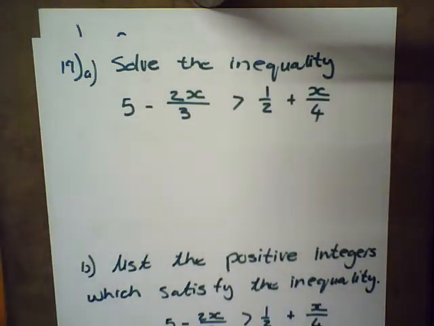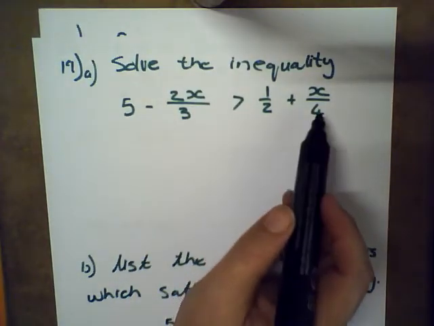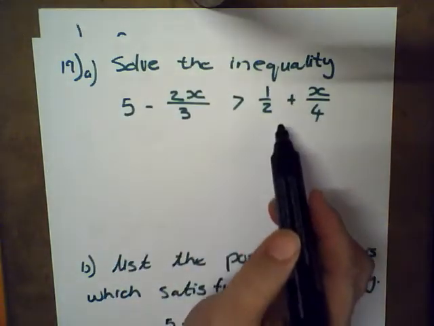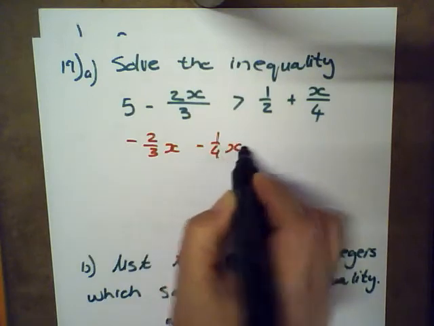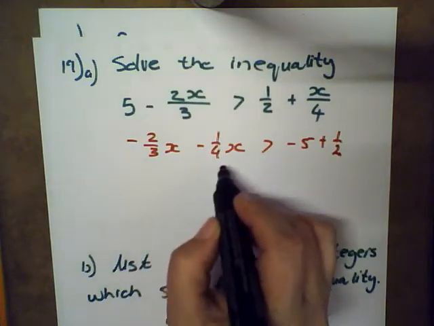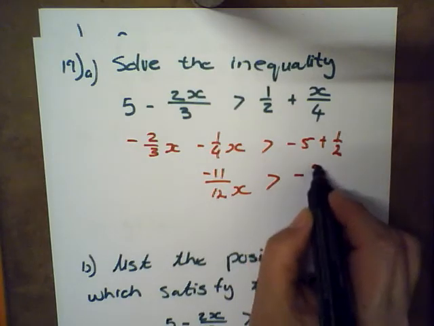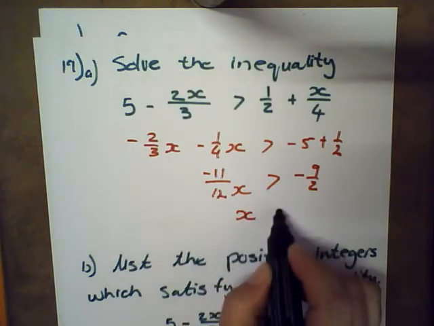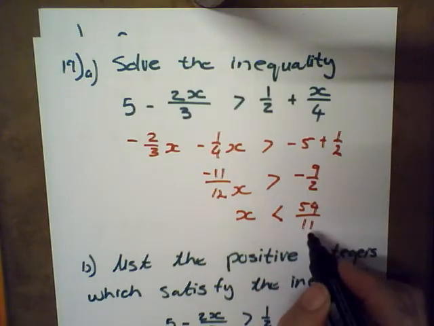Let's have a look at question 19. Solve the inequality. So if I have an inequality, I just have to move all my x terms to one side and all the constants over to the other side. So we will have negative 2 over 3x, negative 1/4 x is greater than negative 5 plus a half. I can simplify that as negative 11 over 12x is greater than negative 9 over 2. Divide by negative 11 over 12 on both sides, so x would be smaller than 54 over 11.